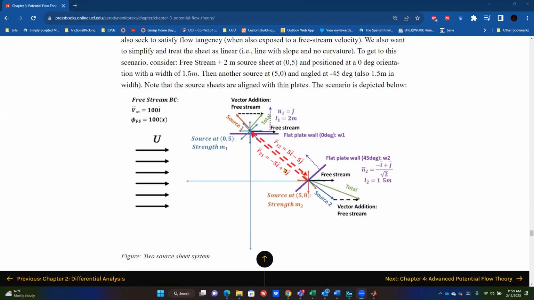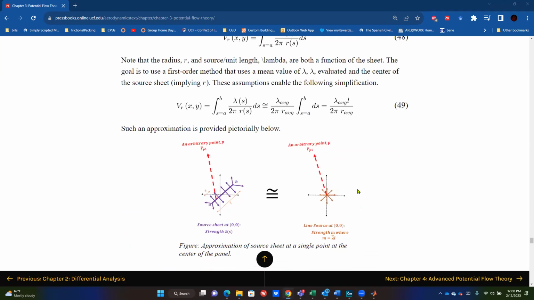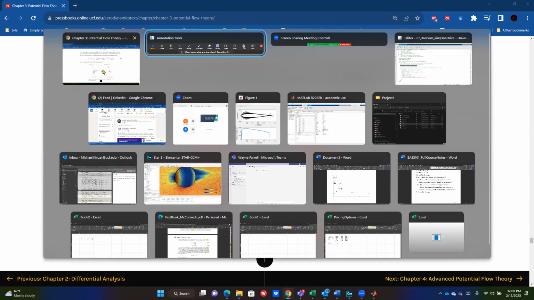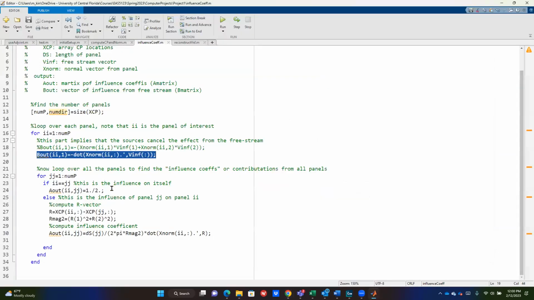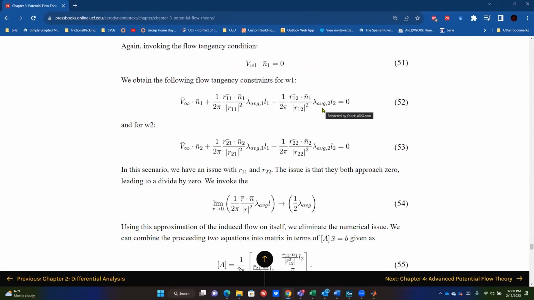Maybe it's easier here. So radius 1, 2 would be the distance between source 1 to the point 2. So pulling this back to our code, we can come here and we can kind of see what's going on here. Oh, wait, let me just clarify one thing. So we have this equation for flow tangency, and we have it for each point.